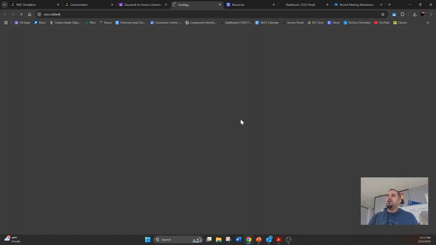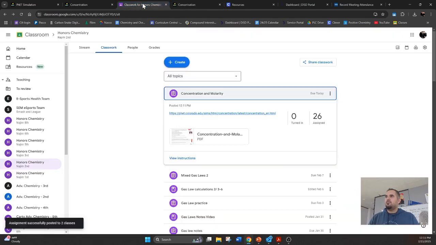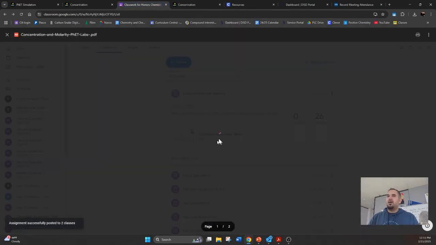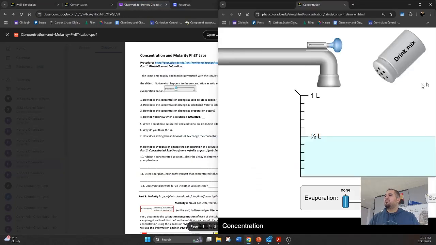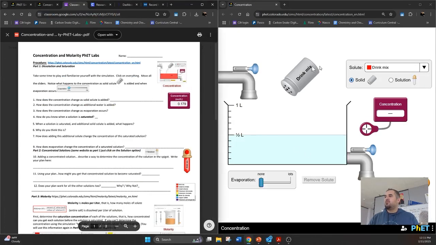All right, so when you get here, you're going to have a simulation, and then you're going to have a PDF assignment. You're going to be working with your neighbor. One of you is going to open up the PhET simulation, and the other person opens up the assignment, and you guys are going to be working this out in your journal. Now, one thing I want y'all to notice, this one's very simple. Here you have your probe. And when you put your probe in the liquid, it's going to give you the concentration.